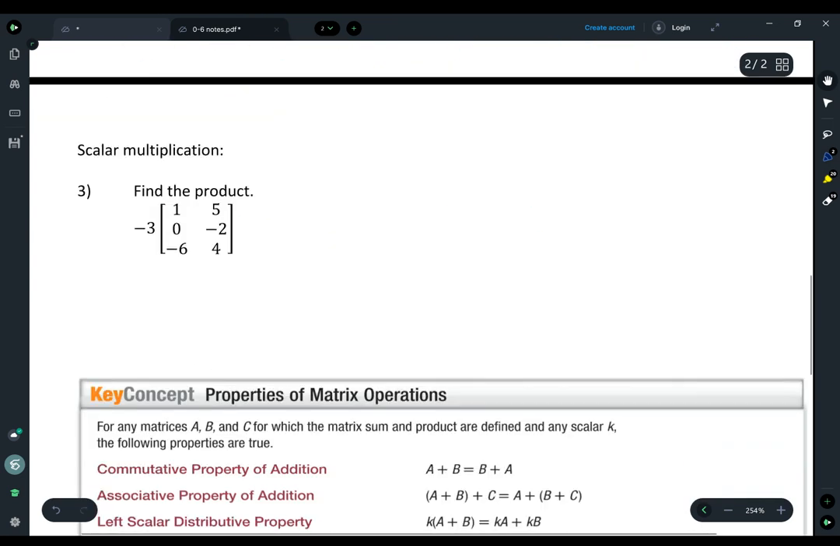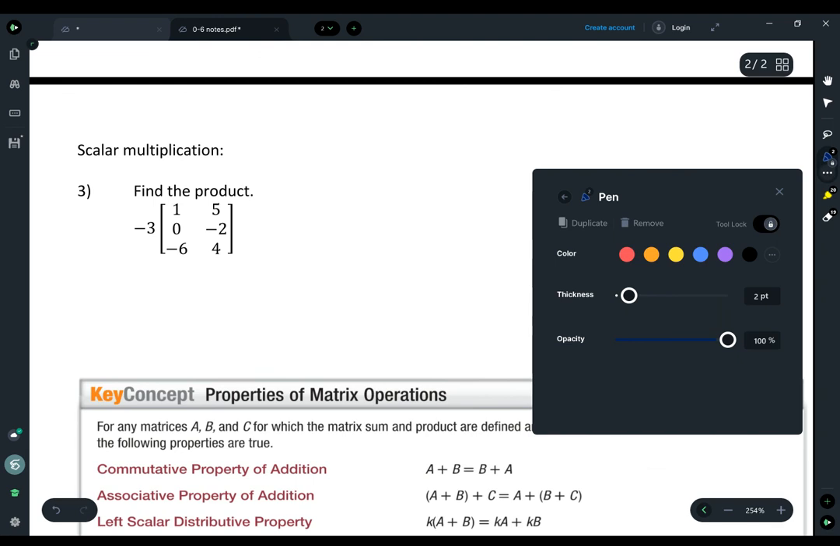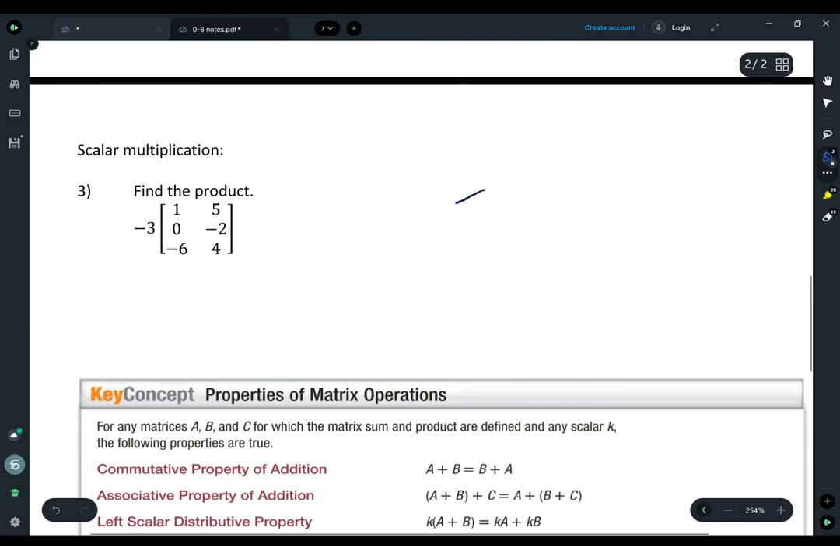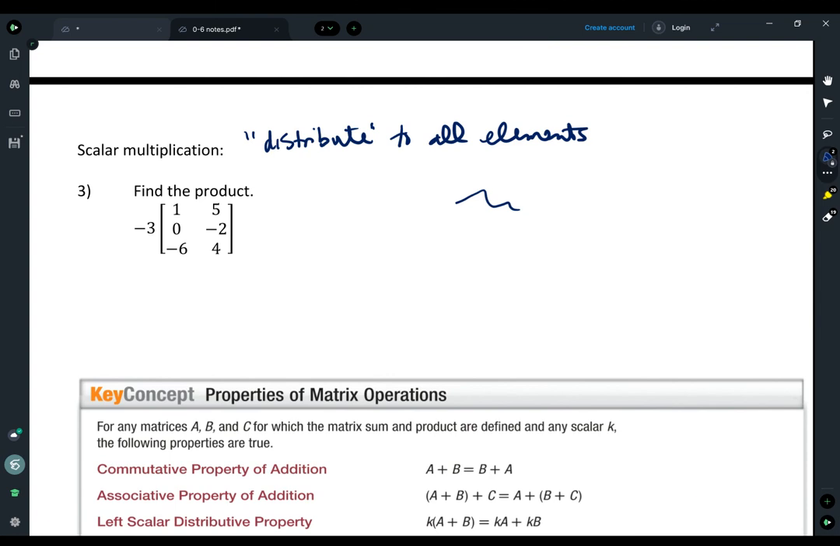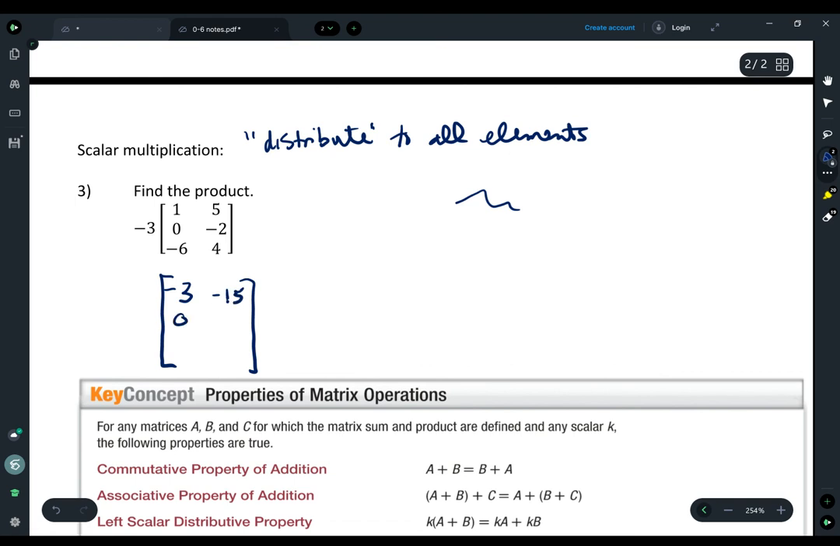So for scalar multiplication, and that's what we call it when we're just multiplying by one number. So on this one, I have a -3 in front. So when I do scalar multiplication, what I'm really doing is I'm distributing that number to all the elements. So I'm going to write distribute to all elements. And so that means a -3 times the 1 and the 5 and the 0 and the -2. And when we do that, we're keeping everything in the same spot. -3, -15. So scalar multiplication is pretty easy.